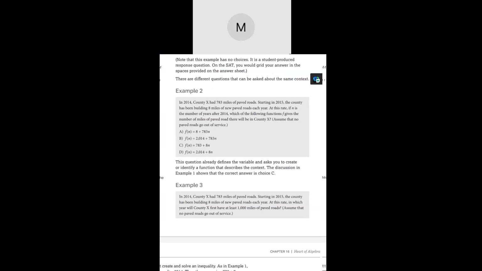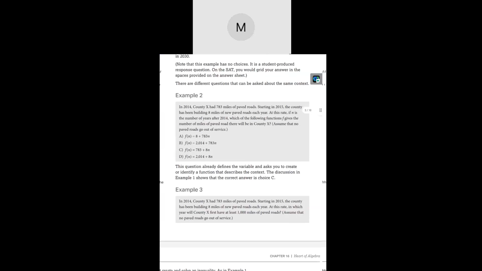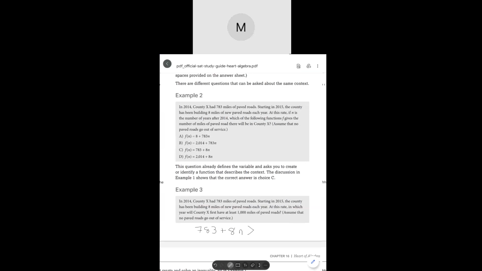We're saying that 783, in this case, let me just turn on my annotation here. So 783 plus 8n. Now it's at least 1,000 miles. When we say at least 1,000 miles, that means it's 1,000 miles or more. So it's greater than or equal to 1,000 miles. A big keyword in the SATs, especially with inequalities. When it's at least, it's the greater than or equal to sign. When it's at most, it's the less than or equal to sign.